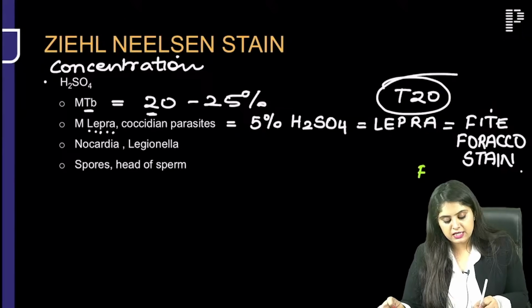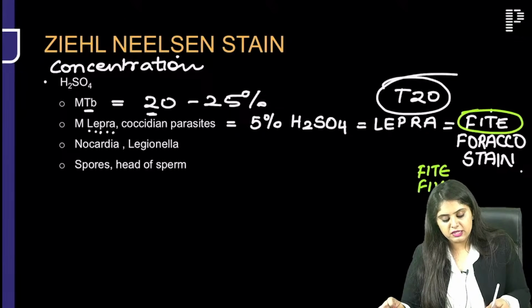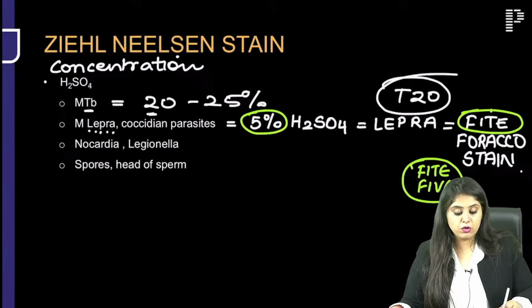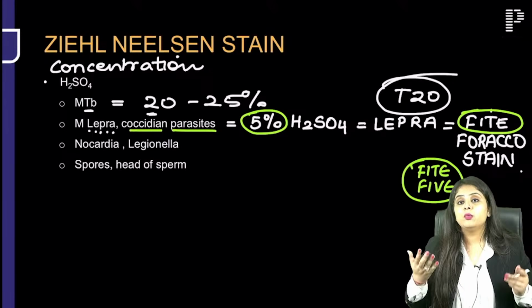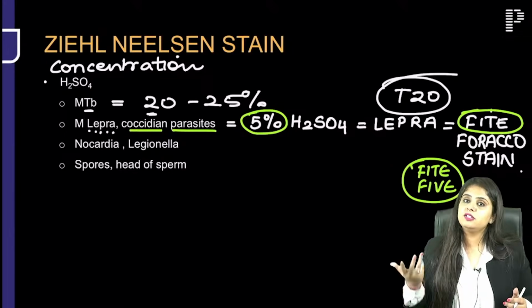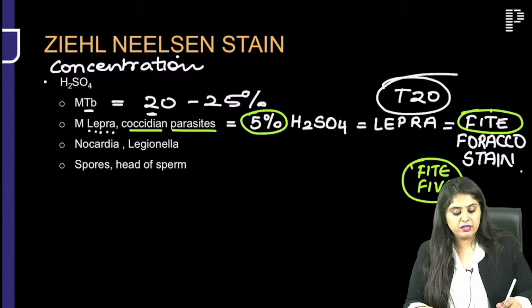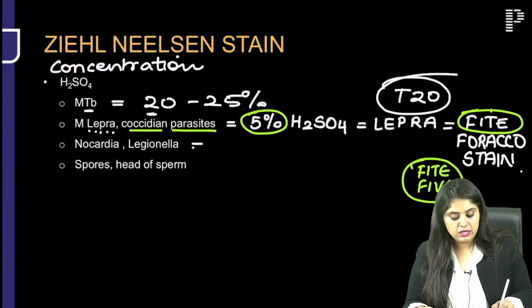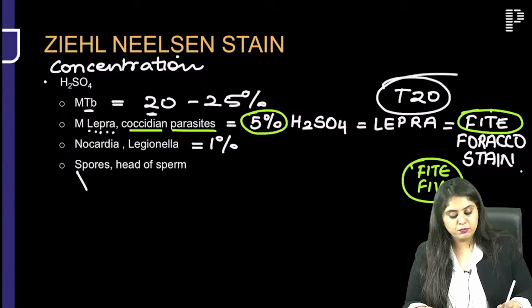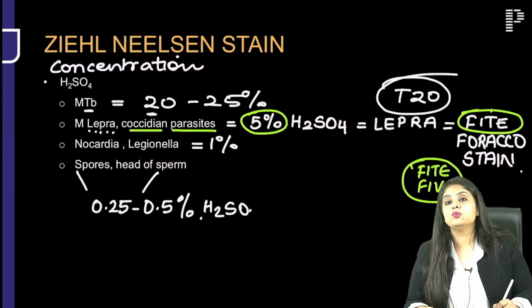So how have we learnt? Fite 5. Fite 5. In Fite-Faraco stain, what percentage of H2SO4 is used? 5%. Same for coccidian parasites also. What are coccidian parasites? Right now you studied Cyclospora, Isospora, all those coccidian parasites, 5%. Okay, for Nocardia and Legionella, you are going to use 1% H2SO4, and for spores and sperms, you are going to use 0.25 to 0.5% H2SO4.